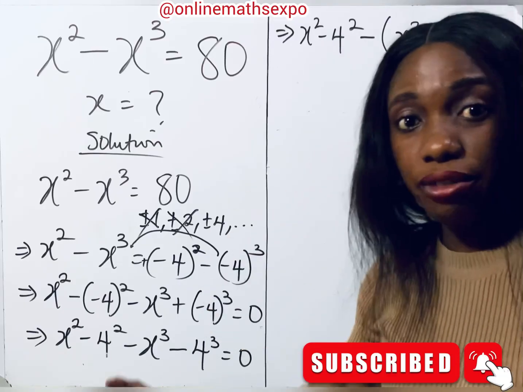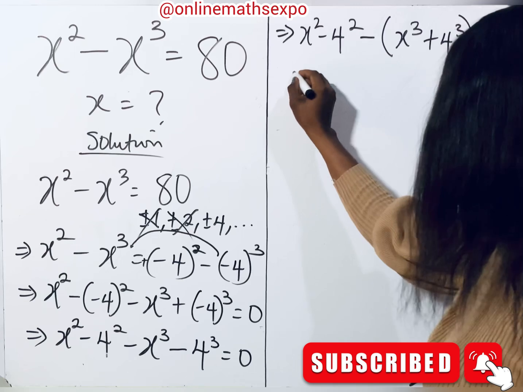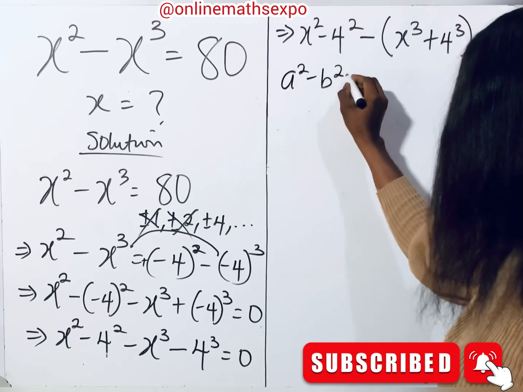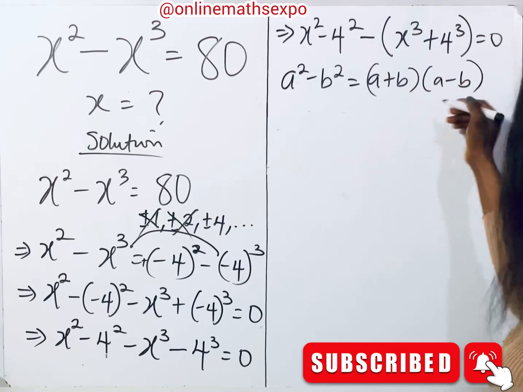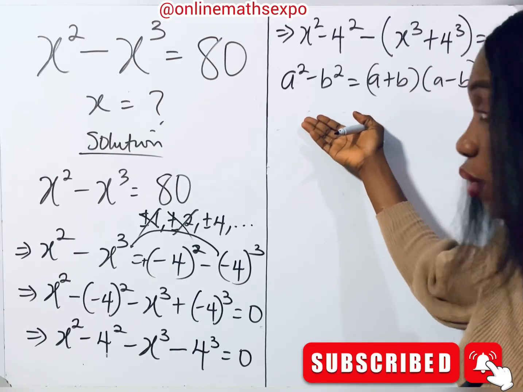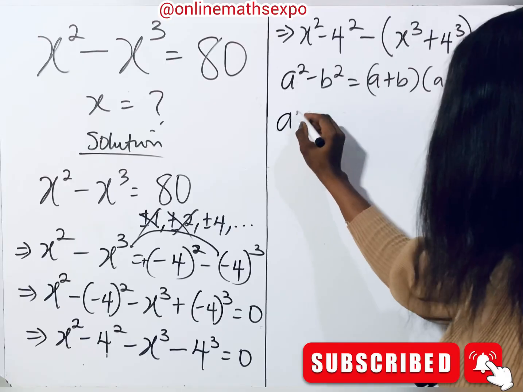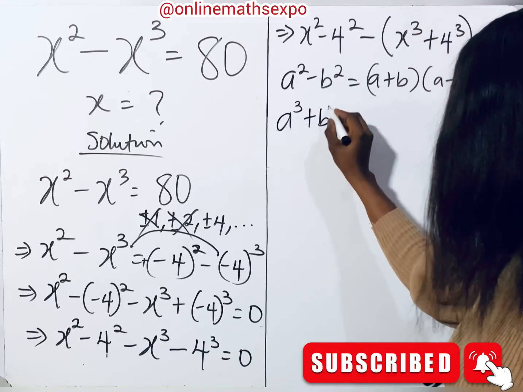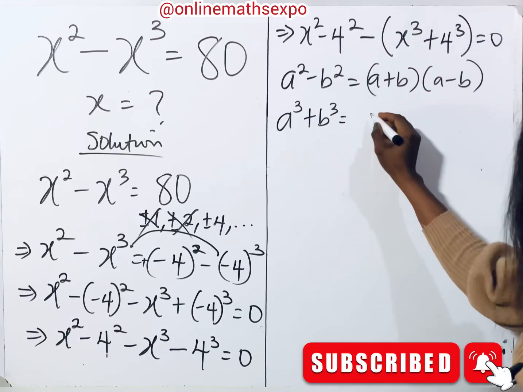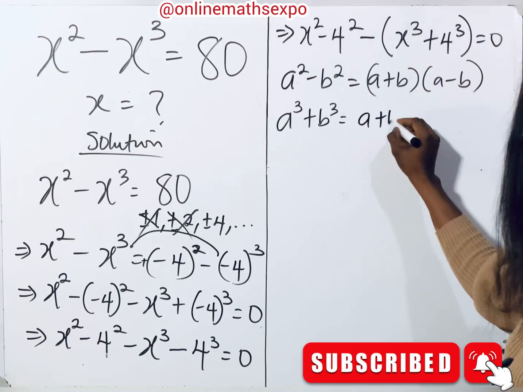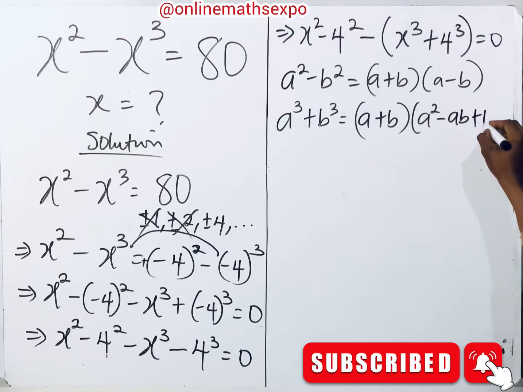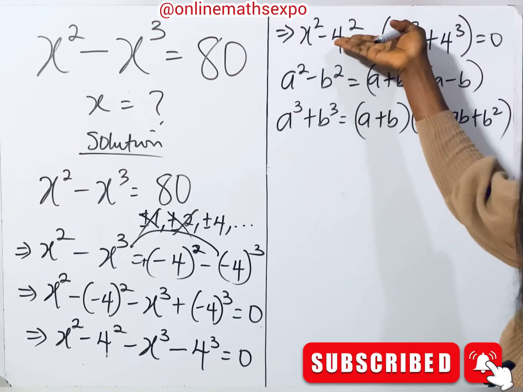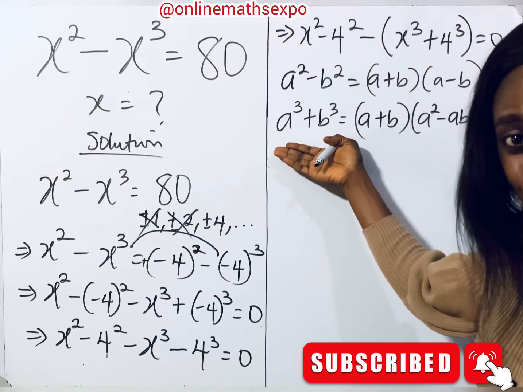Remember your algebraic formulas. Some of them are: a squared minus b squared is given as (a plus b)(a minus b), the difference of two squares. Okay, now we also have that a cubed plus b cubed is given as (a plus b)(a squared minus ab plus b squared). I hope you see that. Now let's see how this helps. So this is called the sum of two cubes.